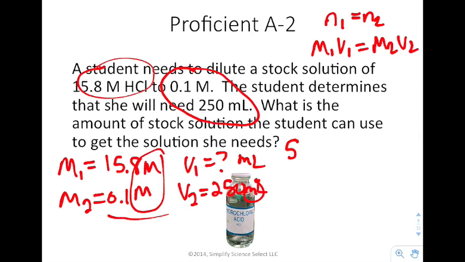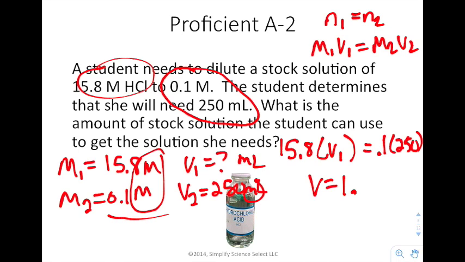So, 15.8 times V1 equals 0.1 times 250. So now at this point you get your calculator out, you multiply 250 times 0.1, and then take that value and divide it by 15.8. And when you do that, you end up with a volume of roughly 1.6 milliliters.